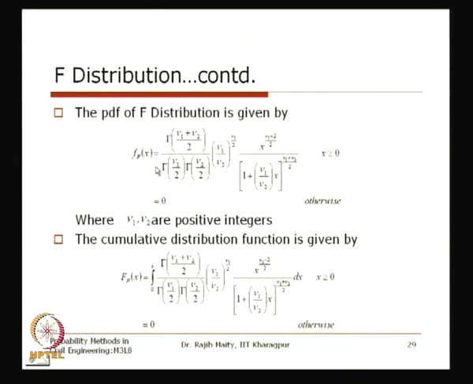So this is the general form of the PDF of the F distribution, that is gamma of nu 1 plus nu 2 by 2 divided by gamma nu 1 by 2 gamma nu 2 by 2, nu 1 by nu 2 to the power nu 1 by 2. This is the normalizing constant, multiplied by x to the power nu 1 minus 2 by 2, times 1 plus nu 1 by nu 2 into x to the power nu 1 plus nu 2 by 2, and this is for x greater than or equal to 0, and otherwise it is 0. And for its cumulative distribution, again a closed form is not available, so I have to go for some numerical integration.